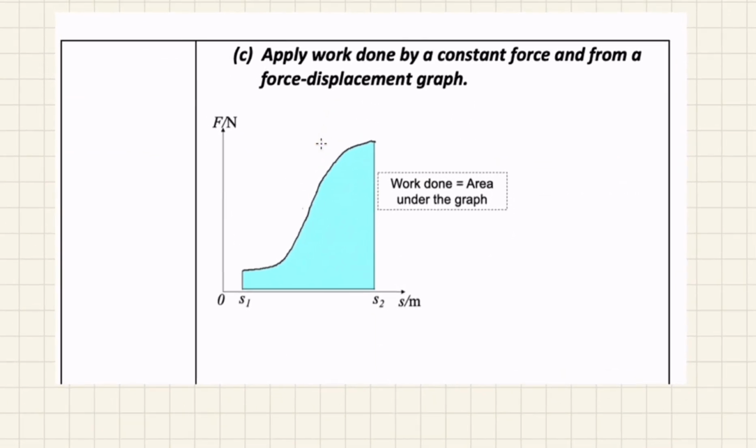Is apply work done by a constant force from a force displacement graph. Okay, so we have a work done by a constant force from a force displacement graph. So dalam exam, if you are given graph force against displacement, area under the graph dia adalah work done. Okay, so remember, kalau nampak je graph force against displacement, dia minta awak cari work done, awak cari sahaja area under the graph. Okay, cari sahaja area under Fs graph. Area under Fs graph equals to work done. Okay, so that is your third learning outcome.